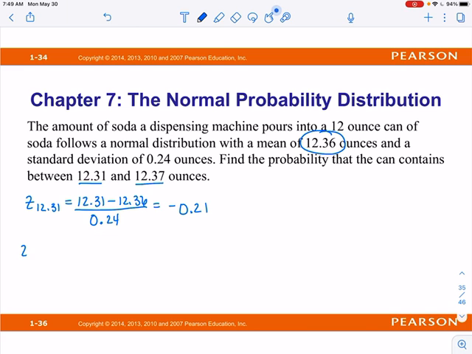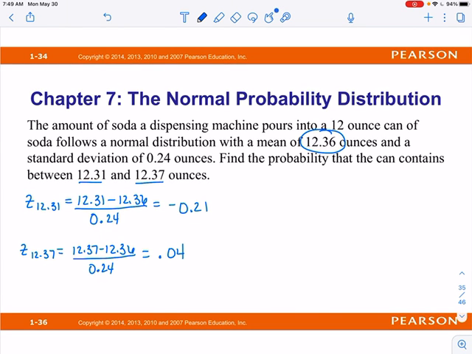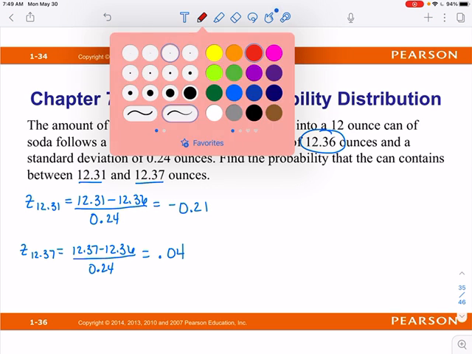And let's do the z-score for 12.37, not 12.36. So we'll have 12.37 minus 12.36. That's the mean. Divided by 0.24. When you divide there, you should get an answer of 0.04. So again, we're looking both of those up on Table 5.